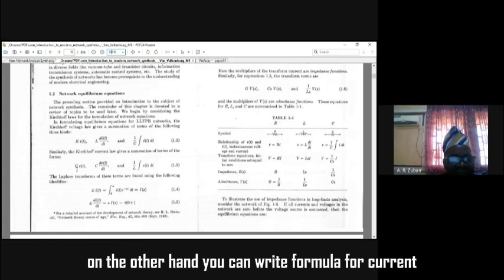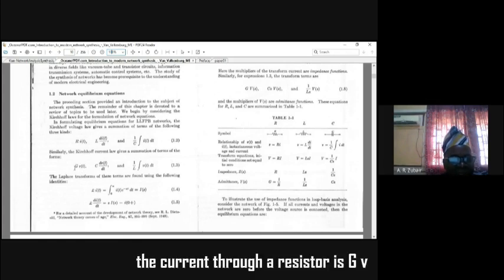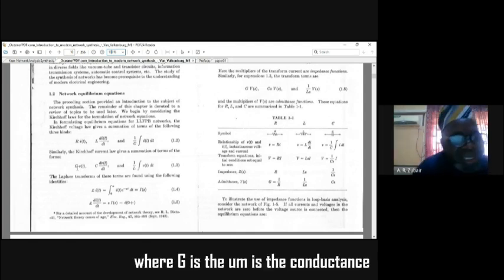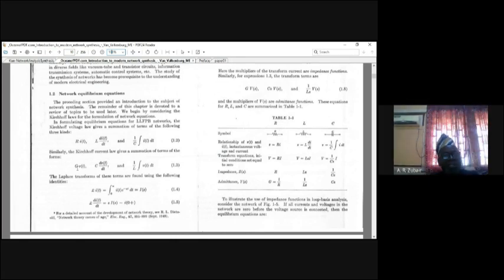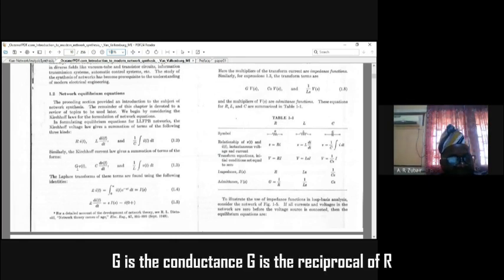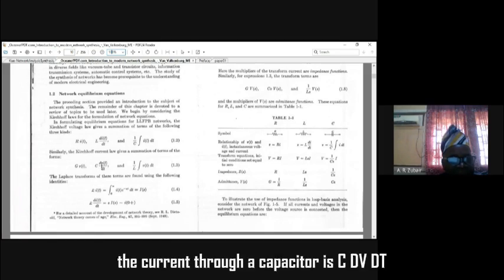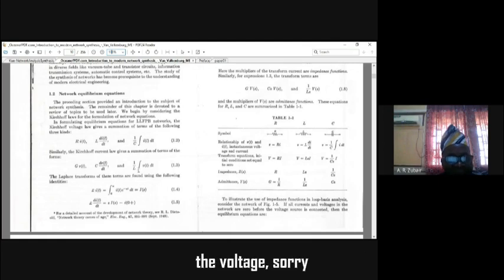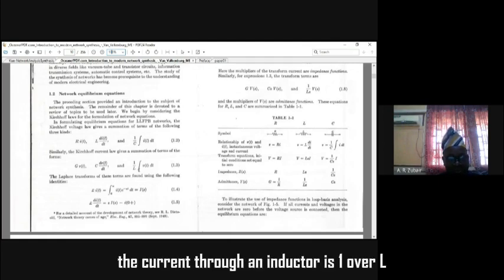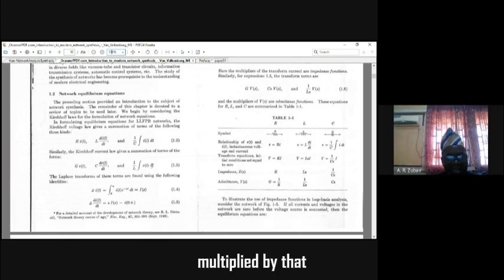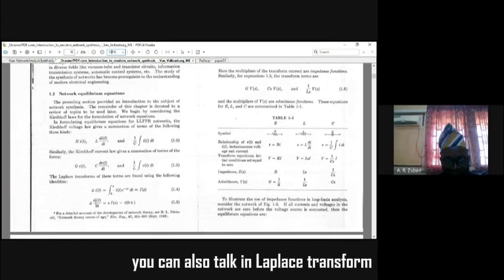On the other hand, you can write formulas for current. The current through a resistor is GV, where G is the conductance. G is the reciprocal of R. For a capacitor, the current through a capacitor is C dv/dt. The current through an inductor is 1 over L multiplied by the integral of v dt. You can also talk in Laplace transform.